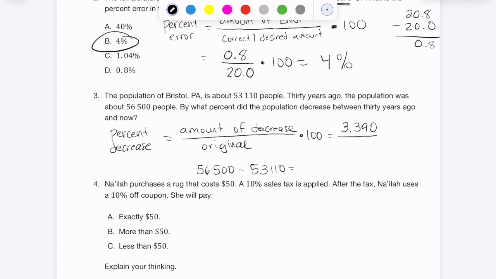30 years ago, it was this. So if that's 30 years ago, that's the original. That's the old one, right? So then we're going to divide by that 56,500. We're going to multiply by 100. And that is going to give us the percent that the population decreased by. And when you do that, you're going to get exactly a 6% decrease.